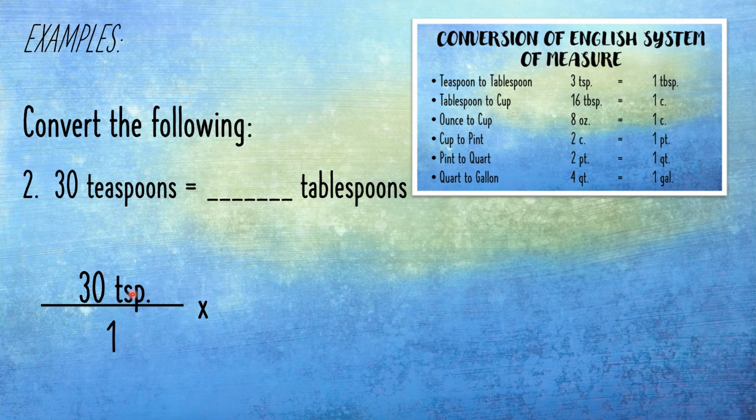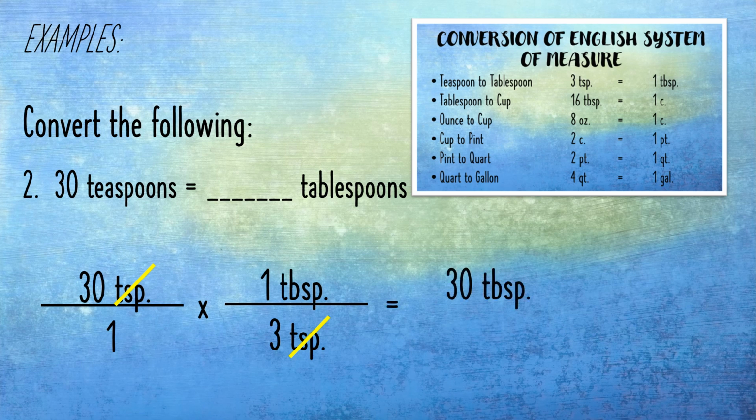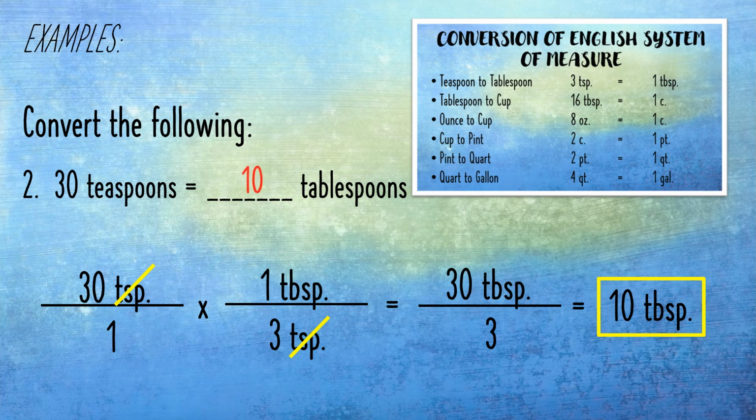So, since ang given dito ay teaspoon, kailangan natin makancel ang teaspoon. So, dito natin ilalagay sa denominator ang unit na teaspoon. So, over, ang number dito na katabi ng teaspoon ay 3. So, 3 teaspoons sa numerator naman ay 1 tablespoon. So, let us now cancel the unit of teaspoons. So, 30 times 1 tablespoon is 30 tablespoons over 1 times 3 is 3. And then, divide. Therefore, 30 teaspoons is equal to 10 tablespoons.